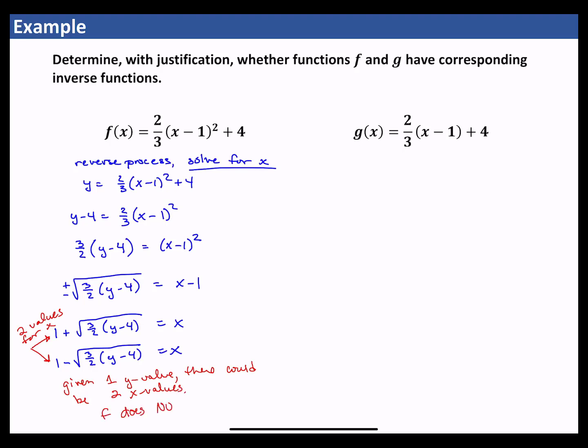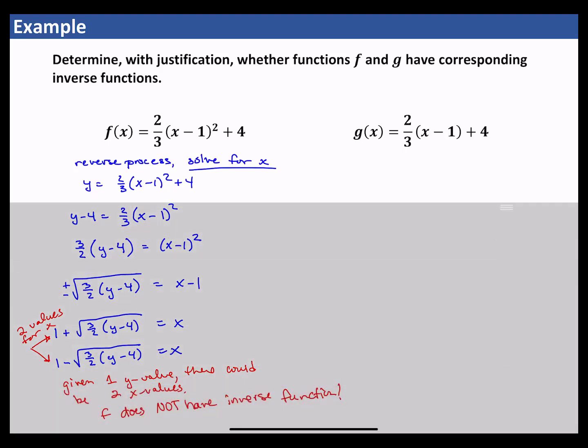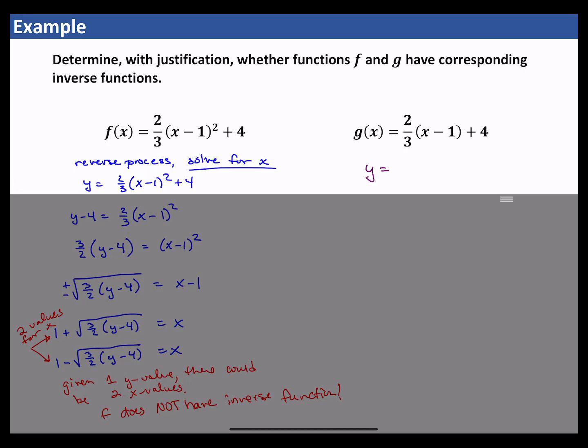So now let's see if function g has an inverse function. We'll rewrite the formula as y equals 2/3 times (x minus 1) plus 4. Again, it's important to note we're not going to switch x and y. We're just going to solve for x. And hopefully it'll be clear why when we're done.